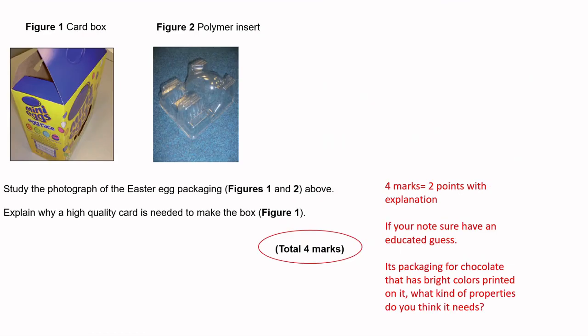Next question. Study the photographs of the Easter egg packaging, figures 1 and 2. Explain why the high quality card is needed to make the box. So 4 marks, so that is 2 points with an explanation. If you're not sure, have an educated guess. Bearing in mind, obviously, Easter eggs are made of chocolate, so it needs to be nice and bright and vibrant and colourful to try and get people's attention. So 4 marks, have a go at answering, and then we'll go through the answers.